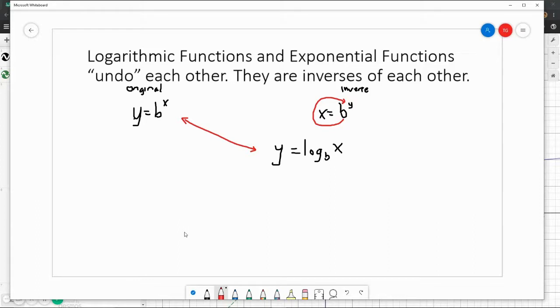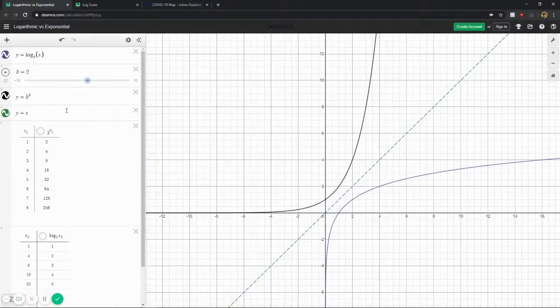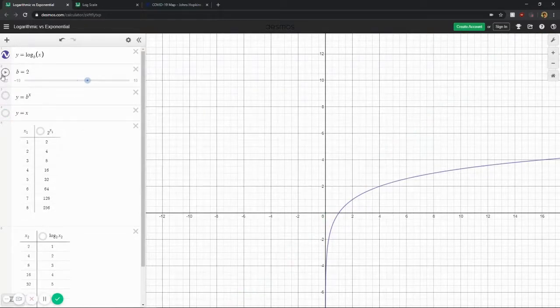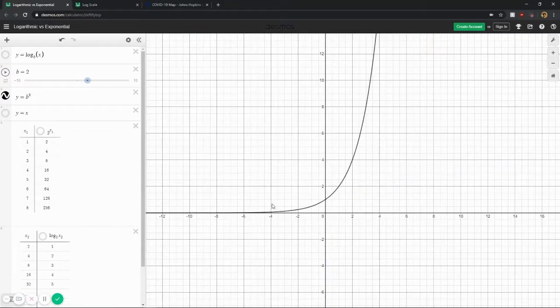Now, let's look at what that looks like graphically and what the implications of that are. Here I'm just choosing the base of 2 so we can see something fairly common. Let's put the black line in first. Here is the graph of 2 to the x, y equals 2 to the x. And b could be any base, in this case it's 2. And here is the graph of log base 2 of x, y equals log base 2 of x.